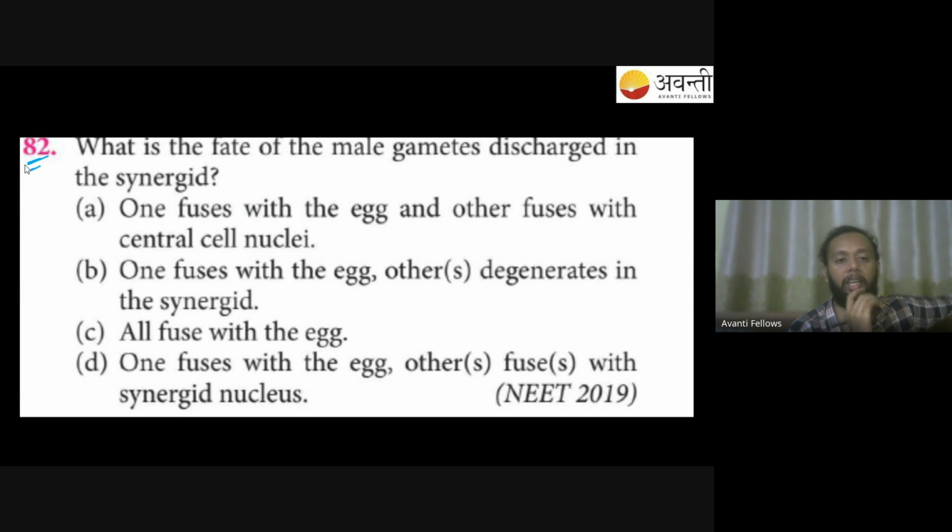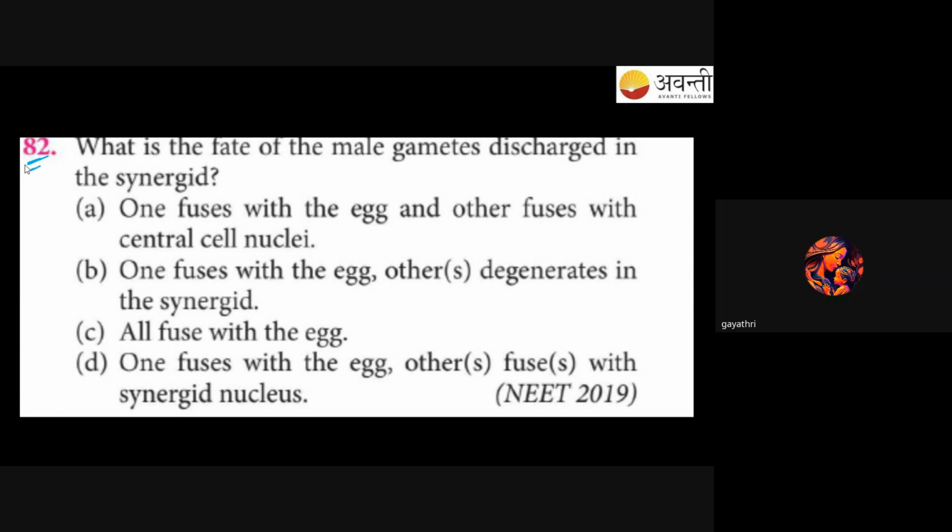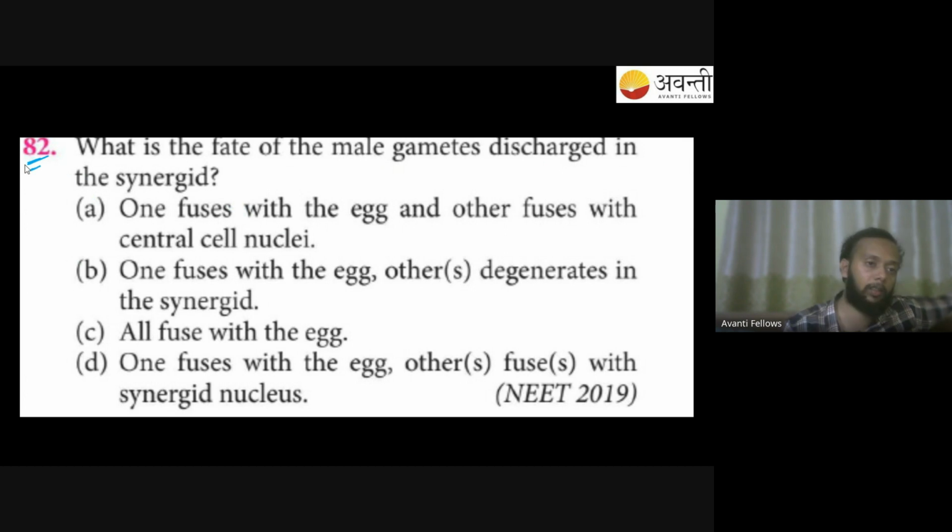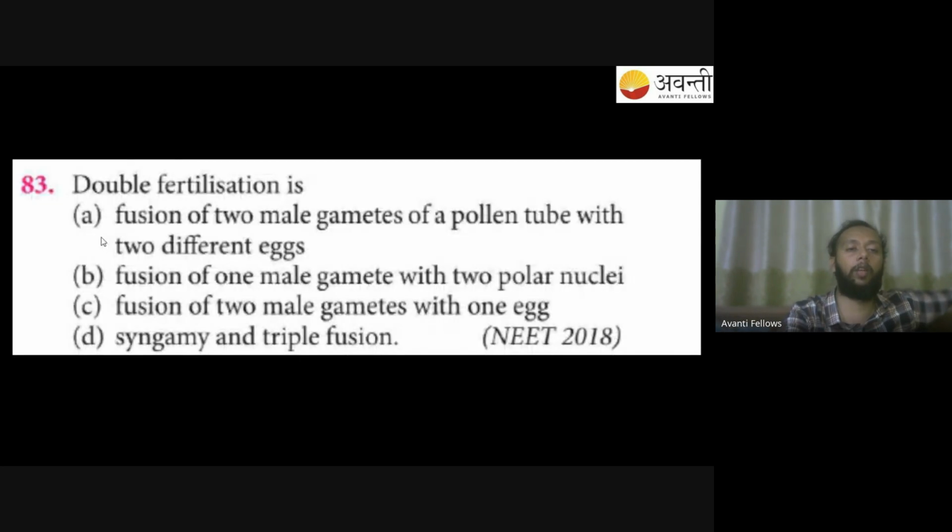All right, Gayatri, tell us. सर ऑप्शन ए। What do you think, Misbah? ऑप्शन ए। And Shikha? सर ऑप्शन ए। Yes, option A becomes my correct answer. Okay, right, very good.